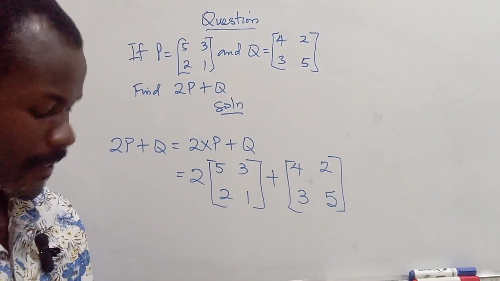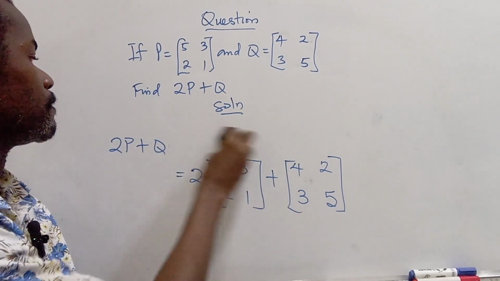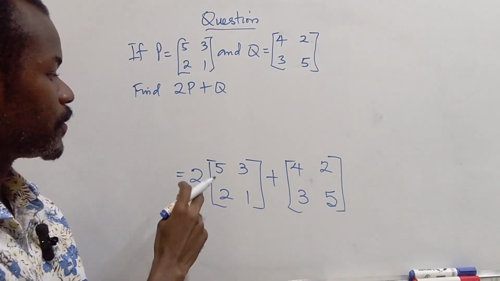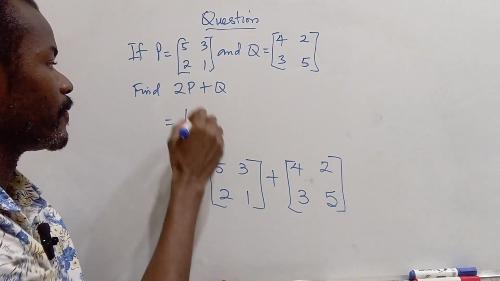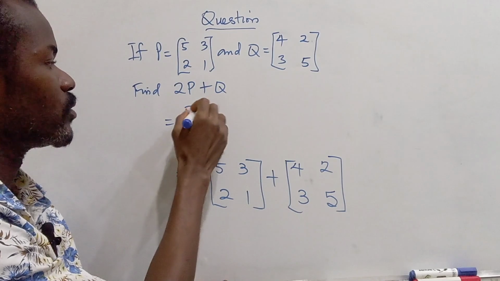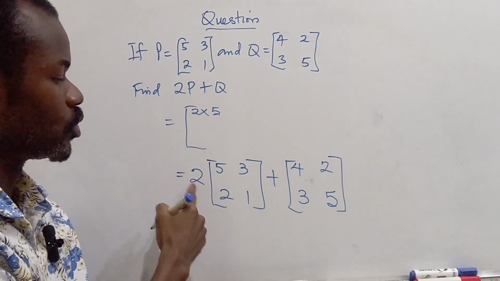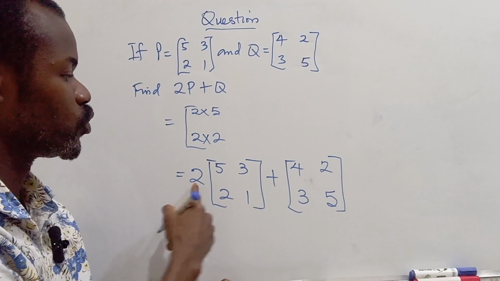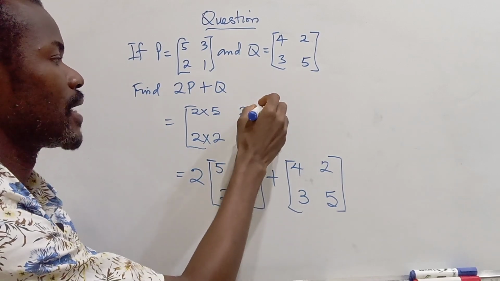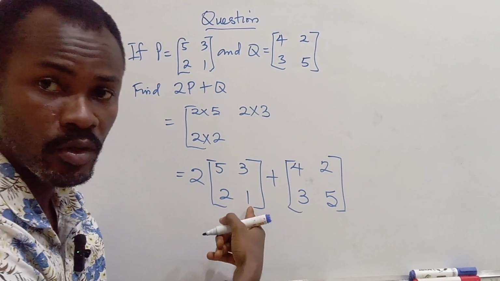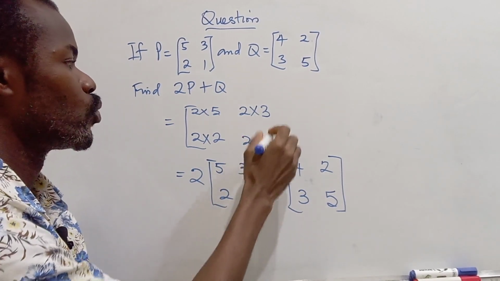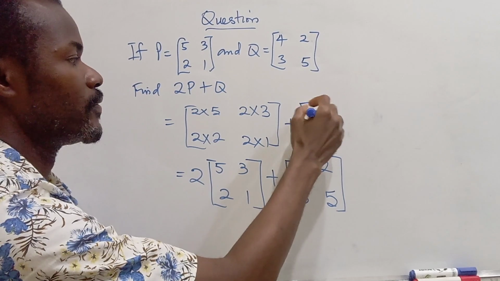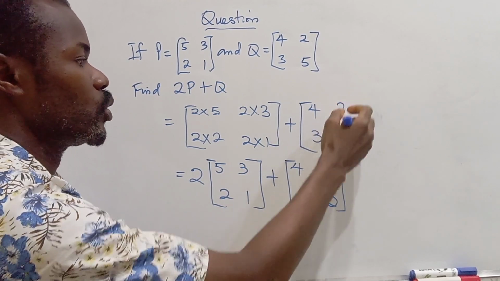Okay. Now let's see what this gives us. So all we need to solve is this. Now for the scalar product, 2 is going to multiply 5, so I have 2 times 5. 2 is going to multiply 2, so I have 2 times 2. 2 is going to multiply 3, so we have 2 times 3. And 2 is going to multiply 1, so we have 2 times 1. So plus, we have Q as 4, 3, 2, and 5.